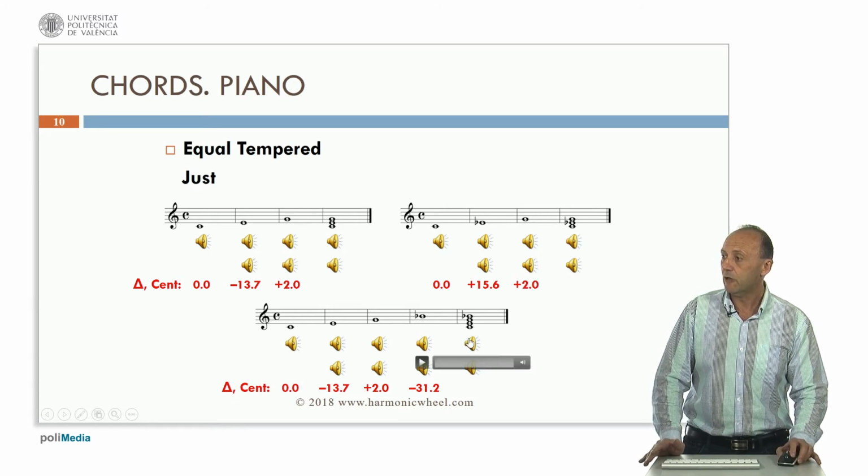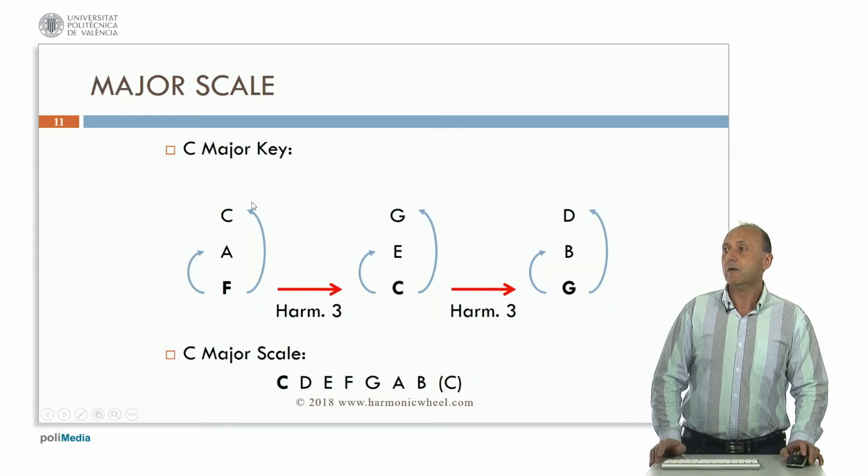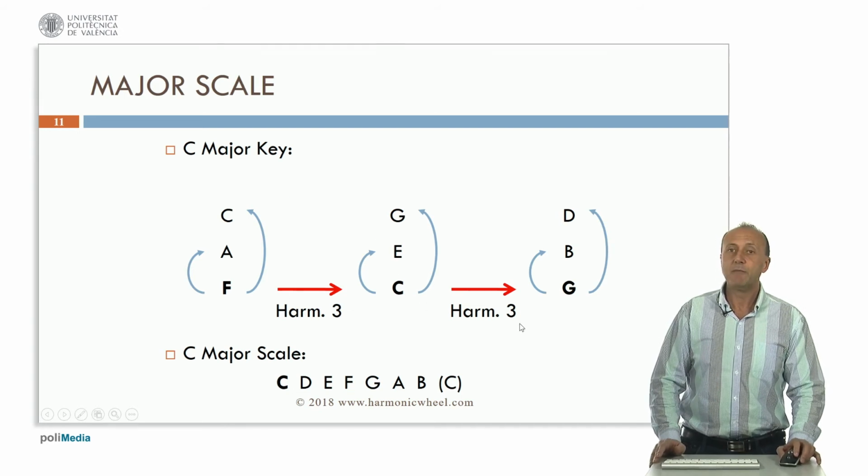And now the dominant seventh chord, equal temperament, and just intonation. Now the difference are the note E, but mainly B flat. Let's listen again to the chords. They are clearly different.